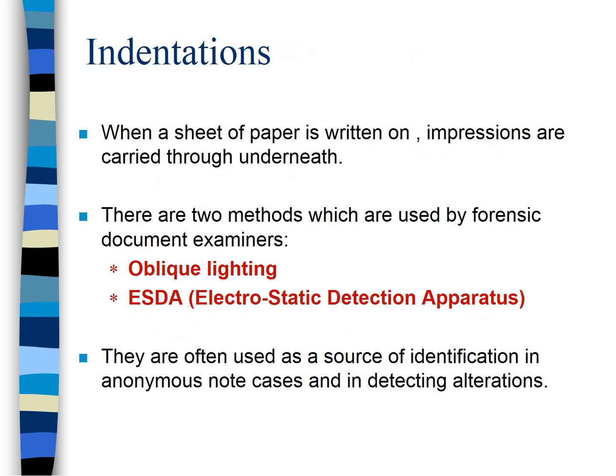So the next one is indentation. So bila kita menulis, biasanya kan ada bekas dekat belakang tu, belakang kertas yang kita tulis tu. That is the indentation. So when a sheet of paper is written on, impressions are carried through underneath. So there are two methods used by forensic document examiners, which is the first one is the oblique lighting and the second one is ESDA, which is the electrostatic detection apparatus.